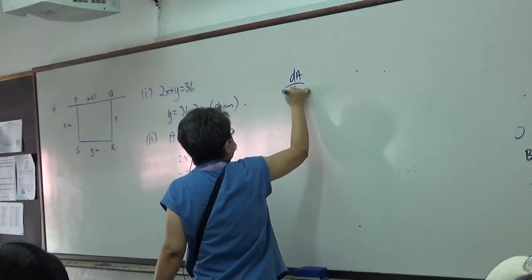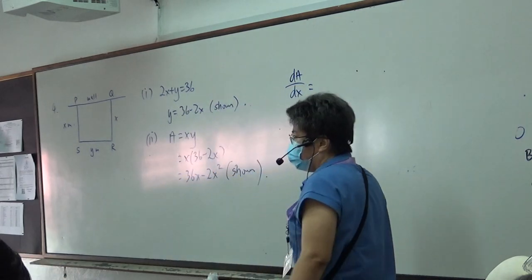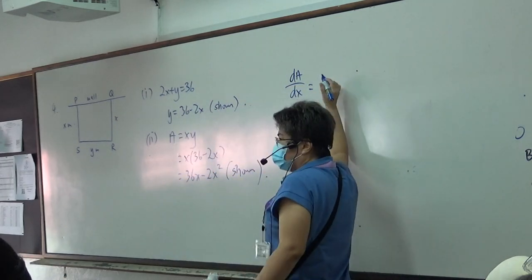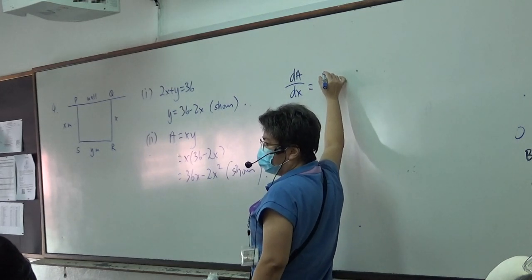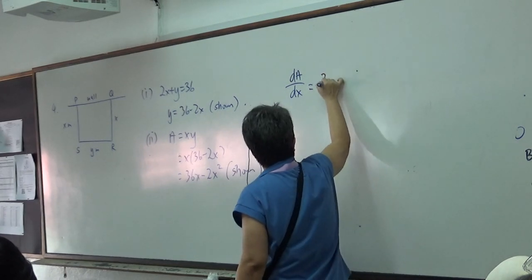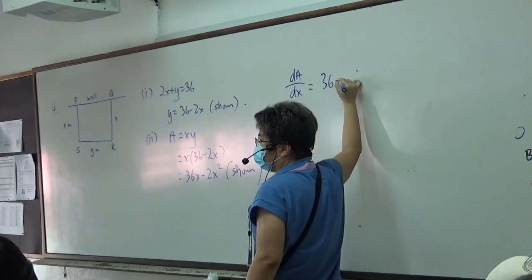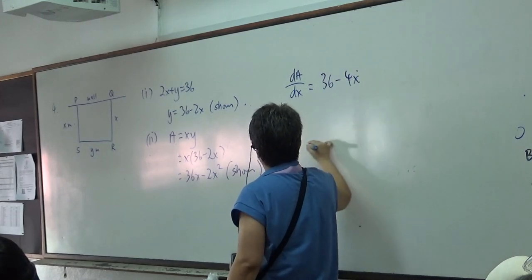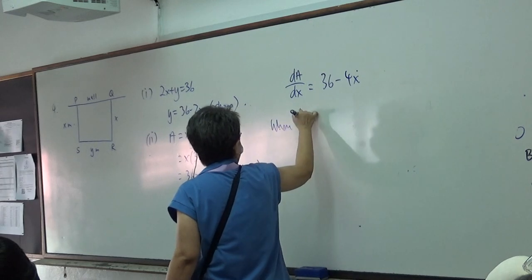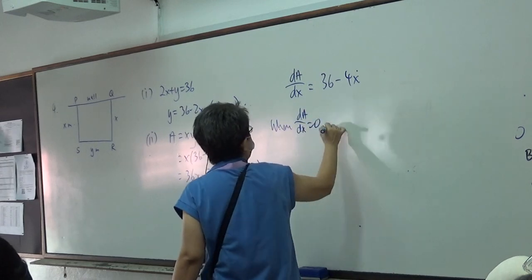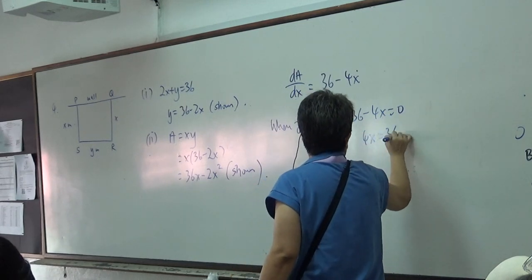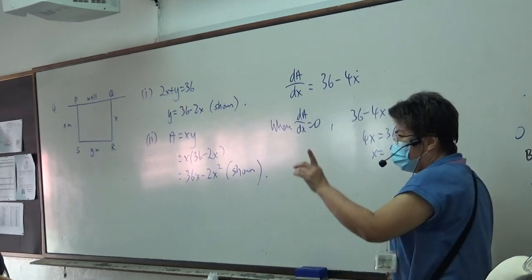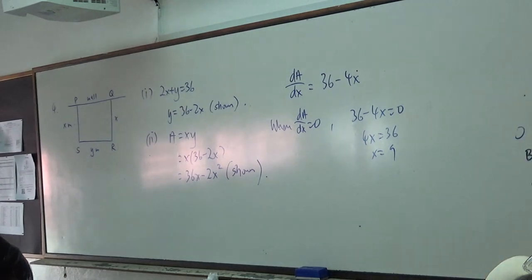Find the value of x for which A is maximum. Everybody go and find the x for me. If you don't know, also must fly out of the class. What should it be? 36 minus what? 4x. Very good. When dA/dx is 0, x is 9. Correct? Very straightforward. x is 9.